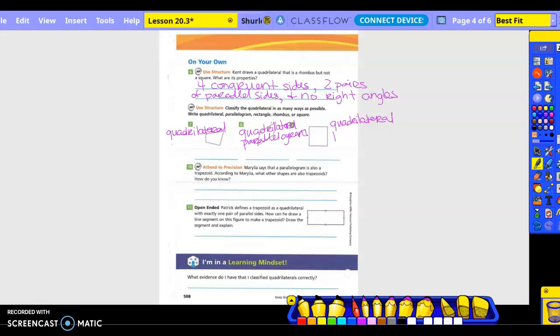Parallelogram? Yes. Rectangle? Yes, a square can be a rectangle, but a rectangle cannot be a square. Rhombus? Yes. Because what's the definition of a rhombus? 4 equal sides and 2 pairs of parallel sides. Okay, a square. Yes.